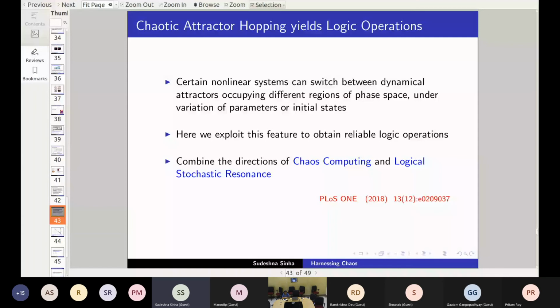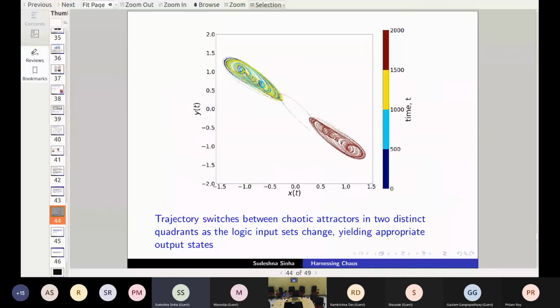Now this, some of us know and like a lot because we have seen in many situations that dynamical systems have switched between these different, very complicated chaotic attractors sitting in different parts of phase space. Okay, and now we want to combine these features and get reliable logic operations by chaotic attractor hopping. Okay, so here is just a picture.